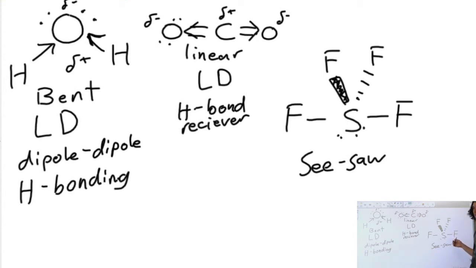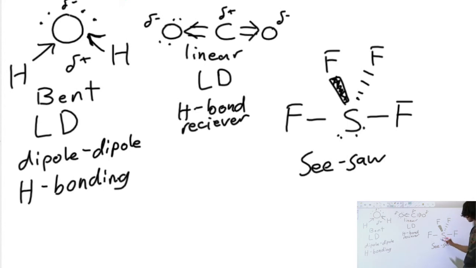This is named after the playground equipment, because if you were to look at this and imagine it sitting flat on the ground here, you could rock it back and forth and it looks kind of like a seesaw.